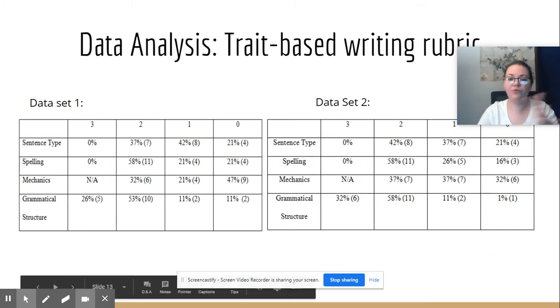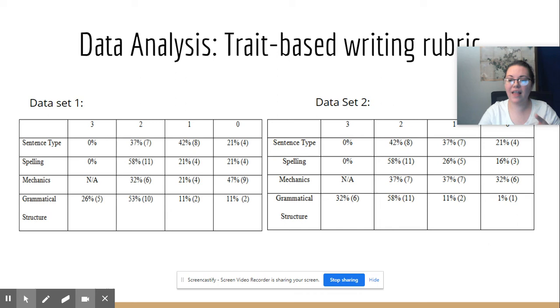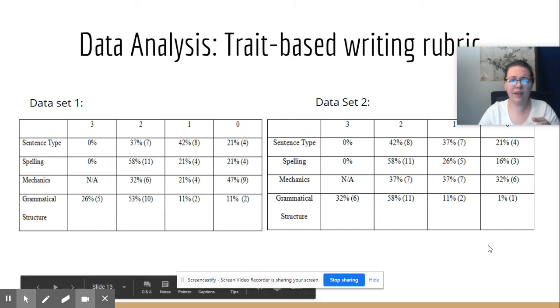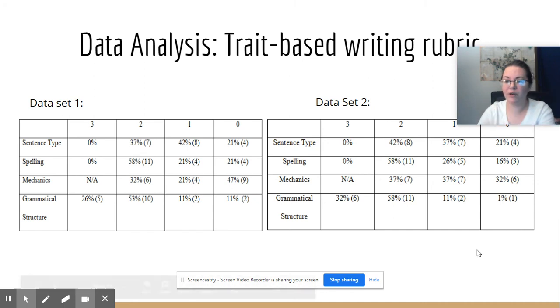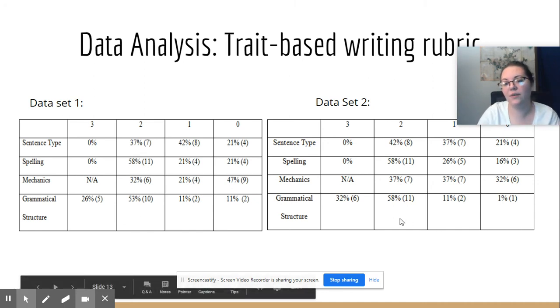A couple of students were having more complex sentences, able to do better with their spelling, able to put in spaces between their words, capital letters, a period at the end, things like that. So that was good to see that some of that had improved.